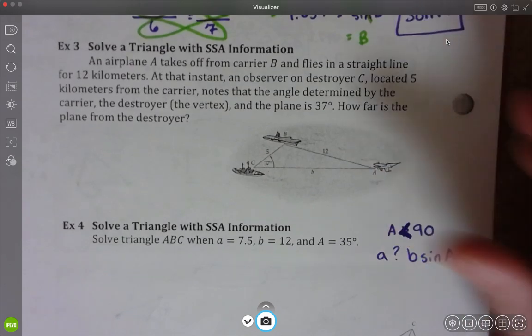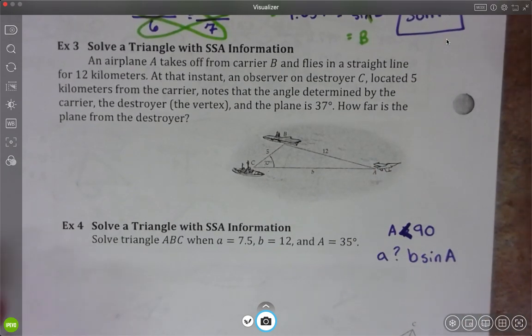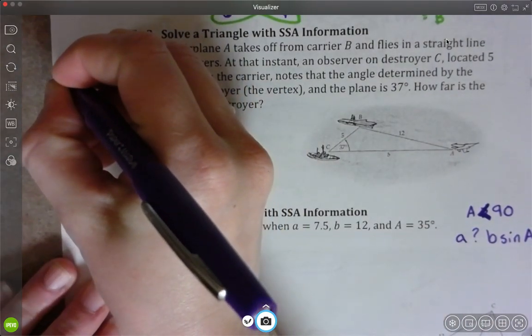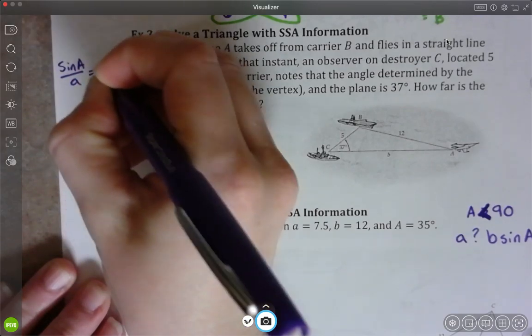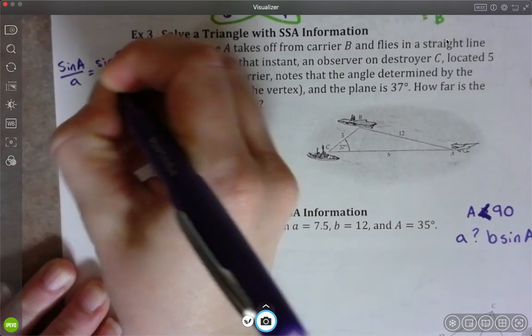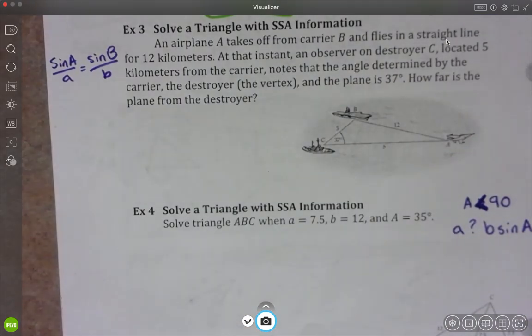This section is law of sines, so I'm going to write the formula up here. It's off of the front side. Sine A over a equals sine B over b. And that doesn't necessarily mean that A is A and B is B. It's just those two variables that they have named. So this is kind of what we're using for the rest of the section.